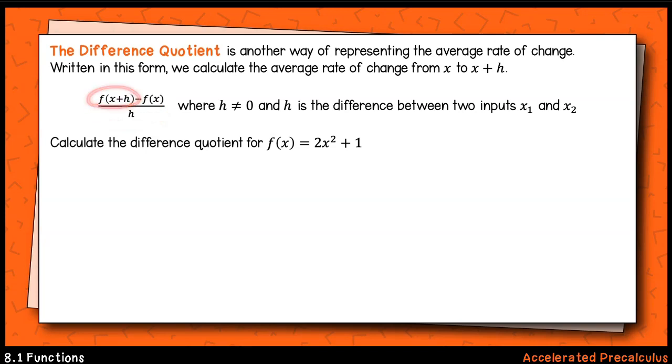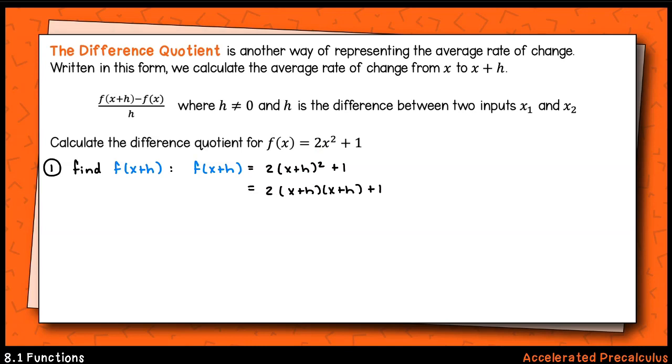Let's start with the first term, f of x plus h. Just as we did before, we're going to replace the input placeholder x in our function with the entire expression x plus h. So this will be 2 times x plus h quantity squared plus 1. We'll need to expand the binomial x plus h times x plus h. Then distribute the factor 2 into the trinomial. There are no like terms to combine, so we'll stop there.